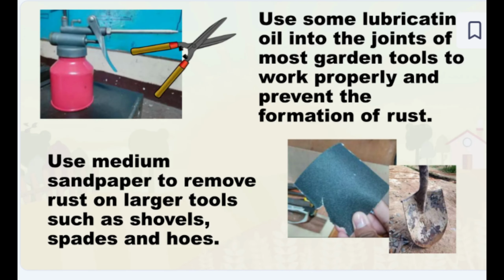This is a great way to work fresh oil into the joints of most gardening tools. Not only will this fresh oil help your tools to work as intended, but it will also prevent the formation of rust and dust. Next, use medium grit sandpaper to remove rust on larger tools such as shovels, spades, and hoes.